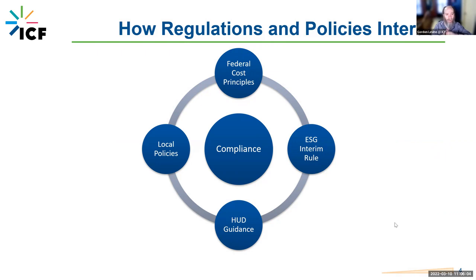This slide could be adapted to literally every single presentation that we have given and will give, because whatever we're talking about in ESG is ultimately pulling from roughly 4 different pools of things: general federal guidance, specific ESG guidance in the interim rule, specific HUD guidance that proceeds from the interim rule, and your local documents, which exist at the recipient level, at the subrecipient level, and in your contracts.